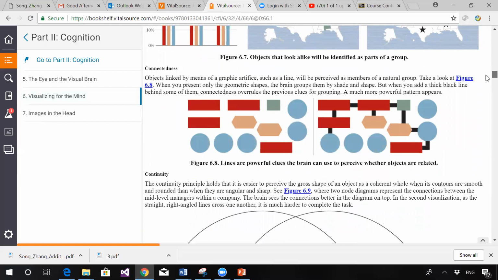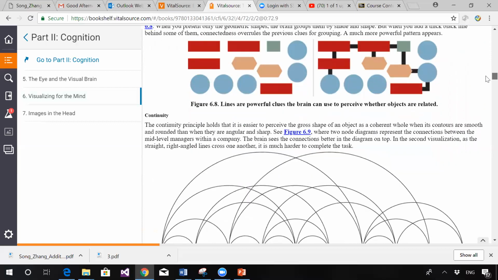So here we have two. Second, similarity. First, closeness to each other. And the third one is connectedness. For this picture, it is easy for us to distinguish that all the things connected with each other using a line are identified as a group, and all the rest are not in this group. So connectedness can also create groups.